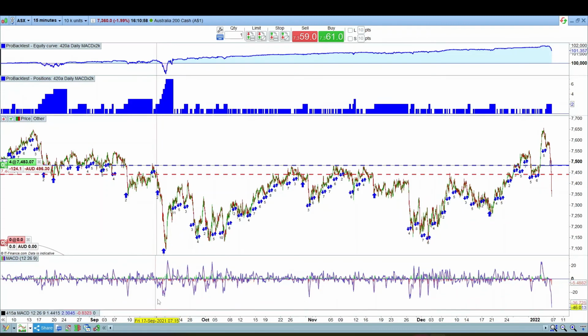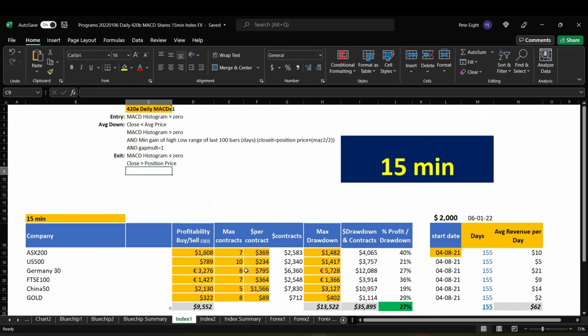That would have been back in September. But you can see here, most have been single trades, a couple of double ups. This one had 3, this one had 1, 2, 3, 4, 5 contracts entered, and so on. So that's the return on the indices.